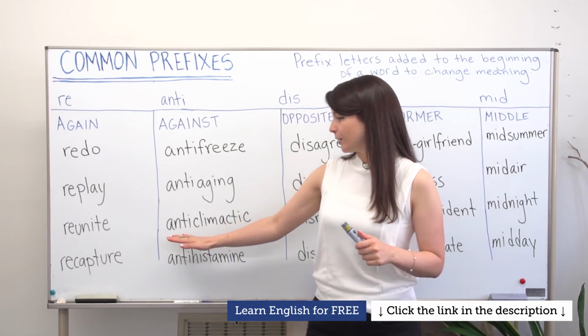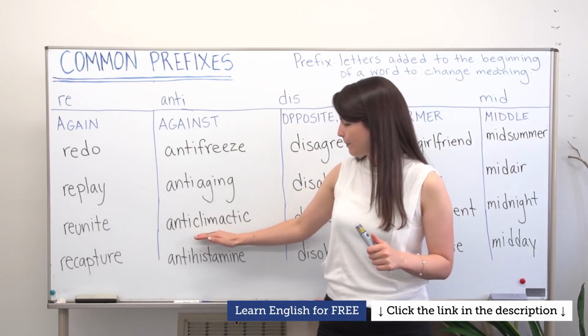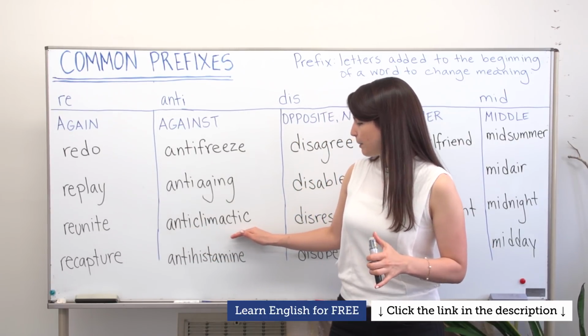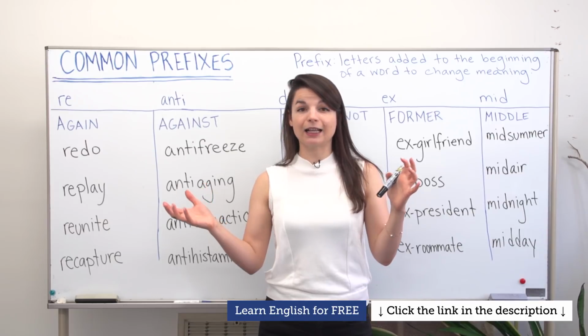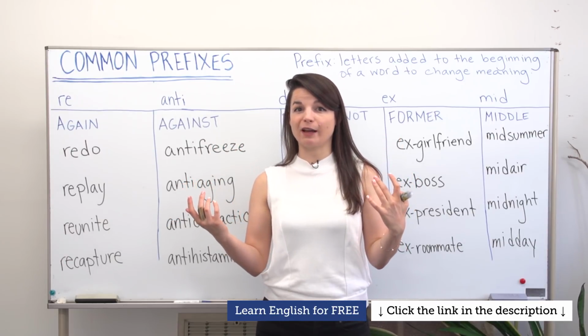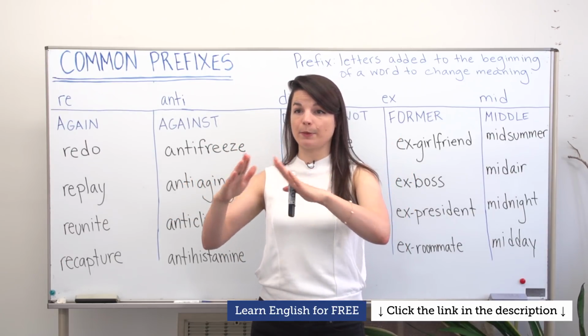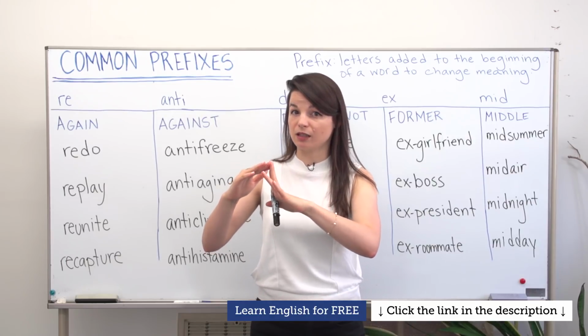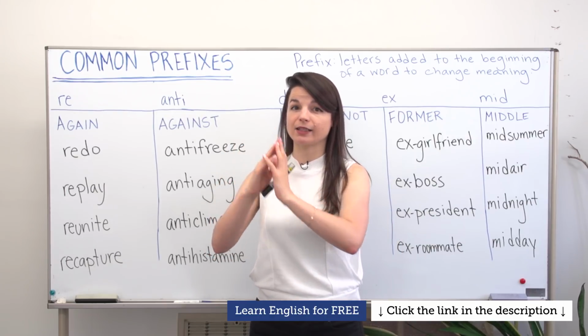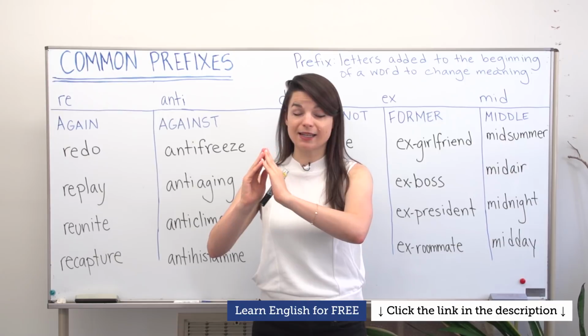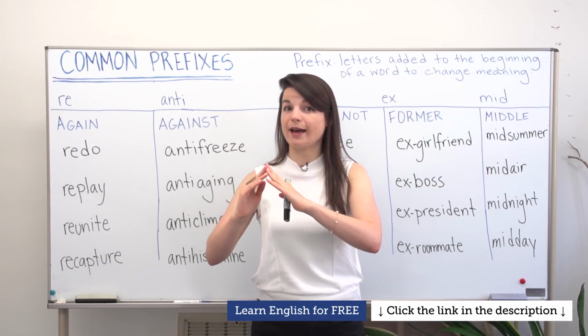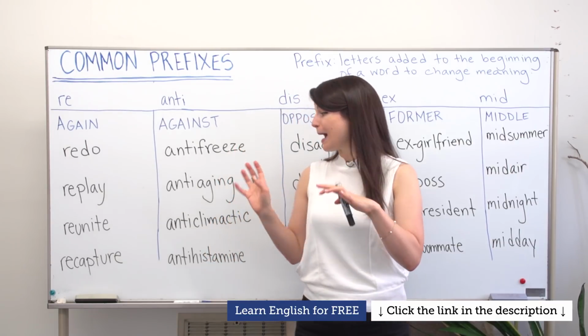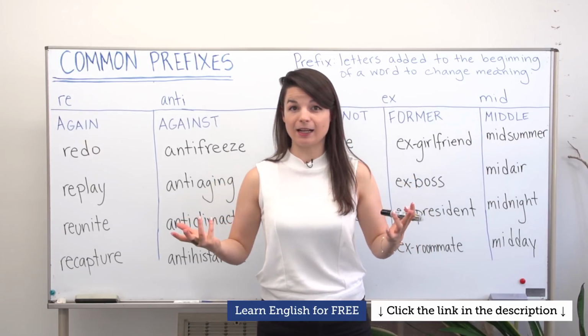Okay, the next word is anticlimactic. So climactic here is the base word. A climax, a climactic moment, for example, is the peak of a moment, like the peak level of excitement in a movie. The climax of a movie is the most exciting part of the movie or the most dramatic part of the movie. So a climactic moment is a very exciting moment.